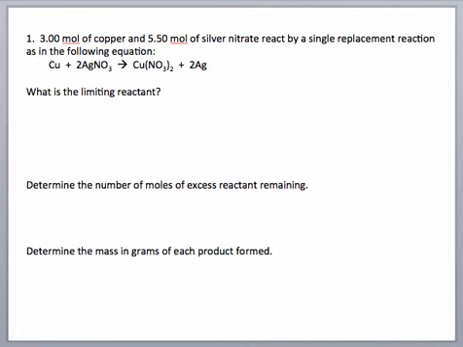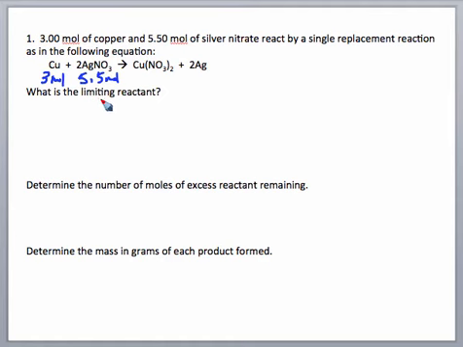Alright, so what we're going to do is go through the problems on the final review number 3. And like the other two, I'll try to go through these pretty quickly, so don't be afraid to reverse and fast forward. Alright, so if we look at this problem, we have 3 moles of copper, so I'm going to write 3 moles there, and 5.5 moles of silver nitrate. And they react by a single replacement reaction, etc., etc.